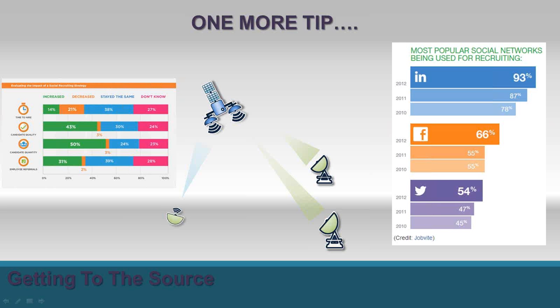And as you can see, evaluating the impact of social recruiting strategy, time to hire, they see that as increased candidate quality, increased by 43%, candidate quantity has increased by 50%, and employee referrals have increased by 31%. And they also show the decrease. Some say, well, it stayed the same, and people that are not measuring it said, hey, we don't know. Again, this was back in 2012.